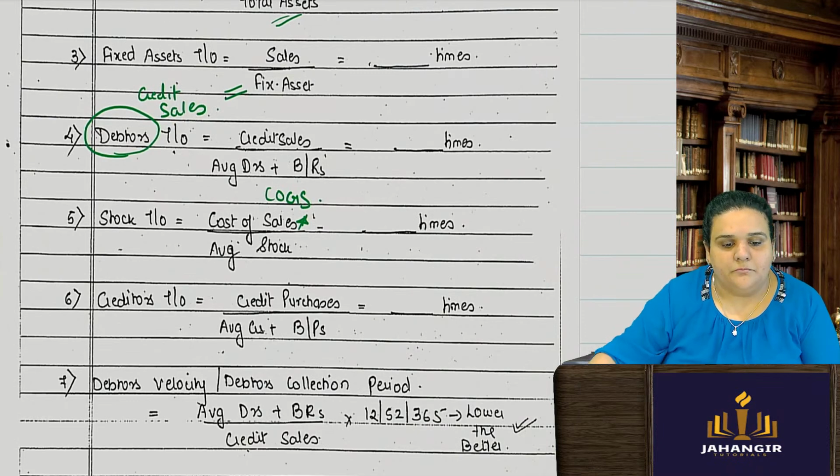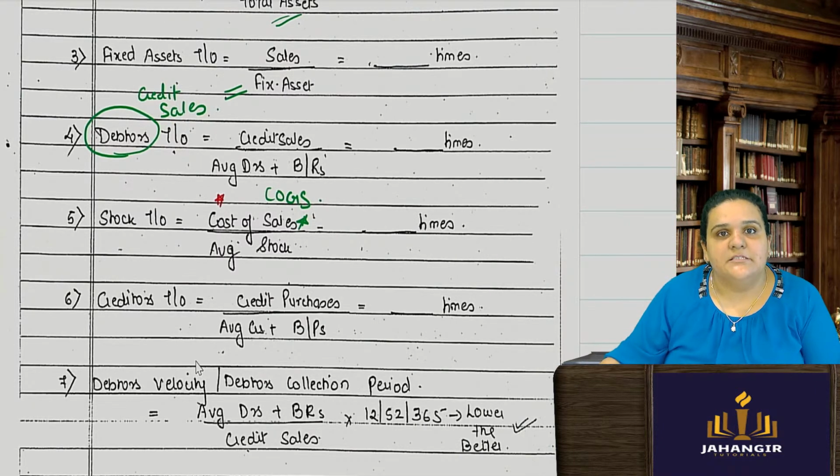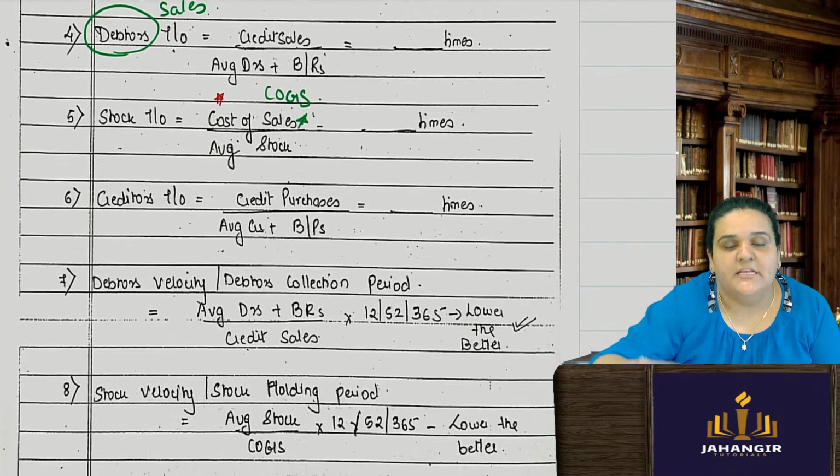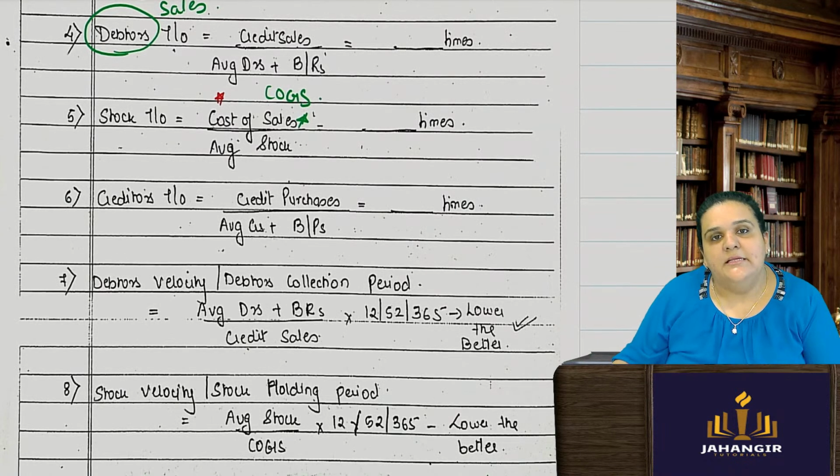Then we have creditors turnover ratio. Obviously, if we have done credit purchase, then only we will have creditors, no? So, credit purchases upon the same thing. For debtors turnover, it was credit sales upon average debtors plus bills receivable. Here, it will be credit purchases divided by average creditors plus bills payable.